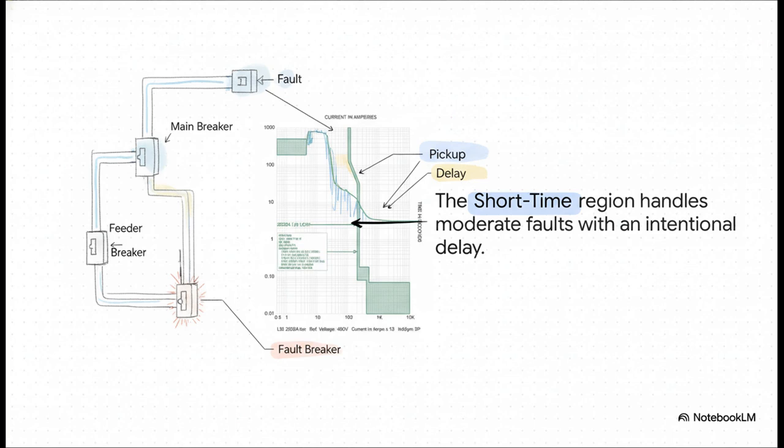It has a pickup setting, which is just the current that wakes it up, and a delay. Now, you might be asking, why would you ever want to delay a trip during a fault? It sounds crazy, right? Well, it all comes down to one critical word: coordination. That tiny, intentional delay is just enough time to let a smaller breaker downstream handle the problem first, so you don't cause a much bigger outage than necessary.